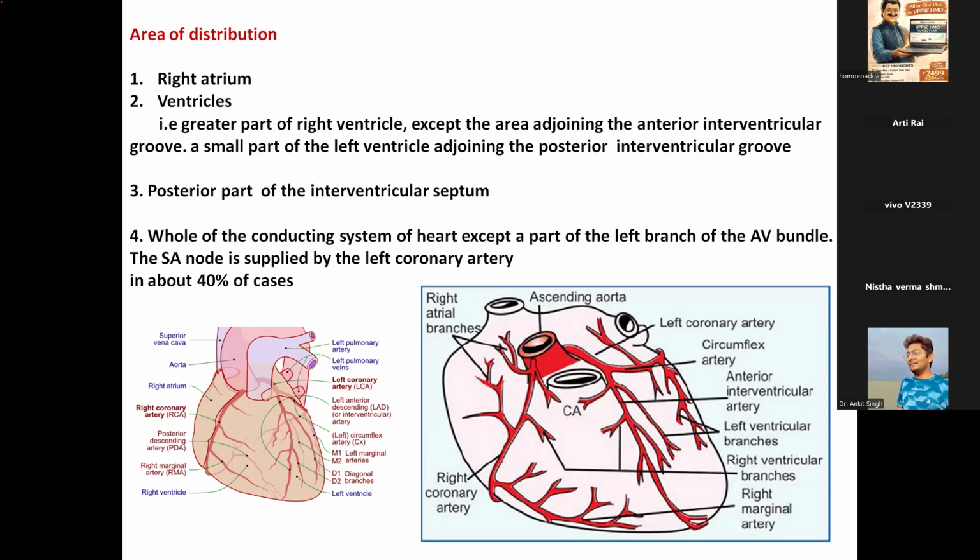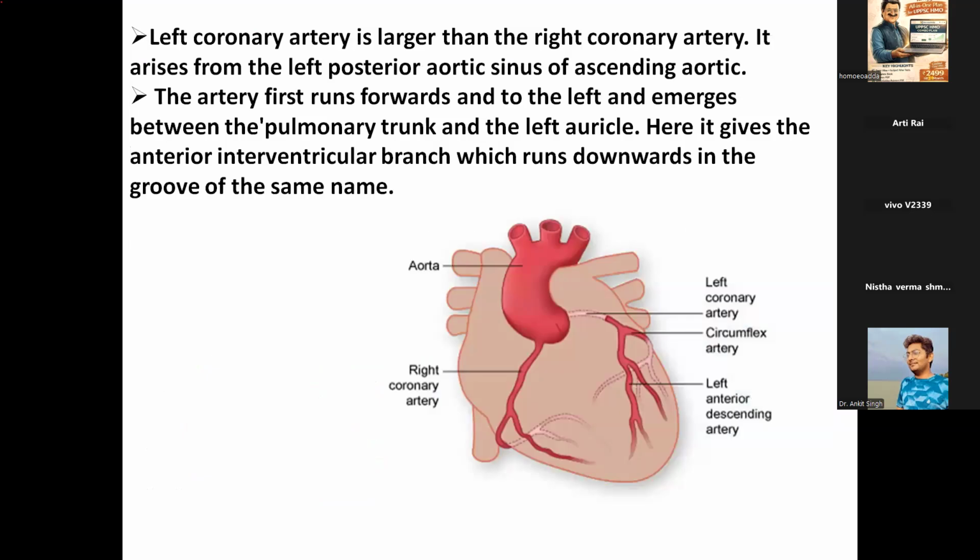It also supplies posterior part of the interventricular septum, whole of the conducting system of the heart, right from the SA node to the AV node, except left branch of AV bundle of His, ठीक है। तो SA नोड को भी सप्लाई करेगी, AV नोड को भी सप्लाई करेगी, पर लेफ्ट ब्रांच ऑफ AV बंडल ऑफ His है उसको सप्लाई नहीं करेगी, ठीक है। तो दैट इज ऑफ अ राइट कोरोनरी आर्टरी.